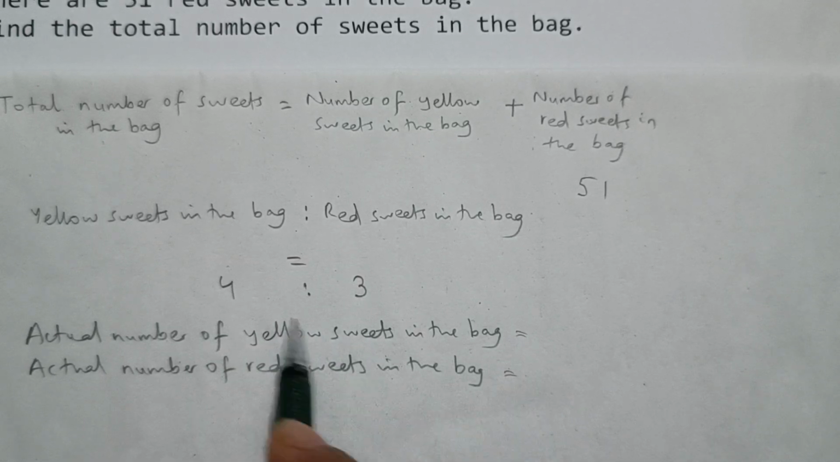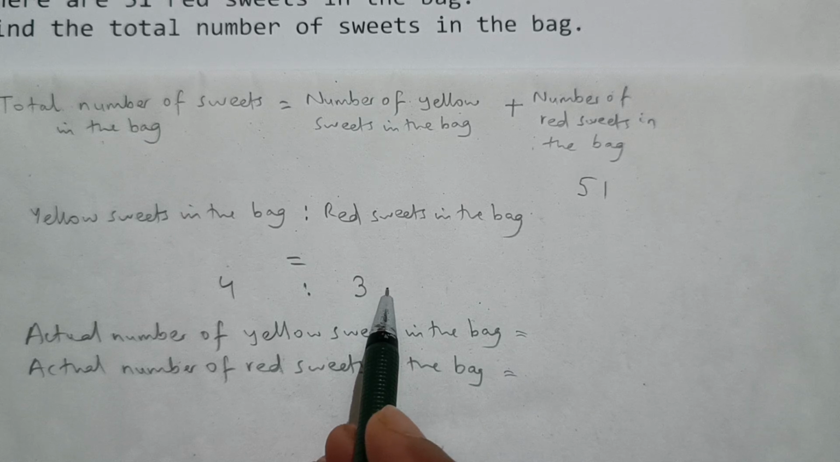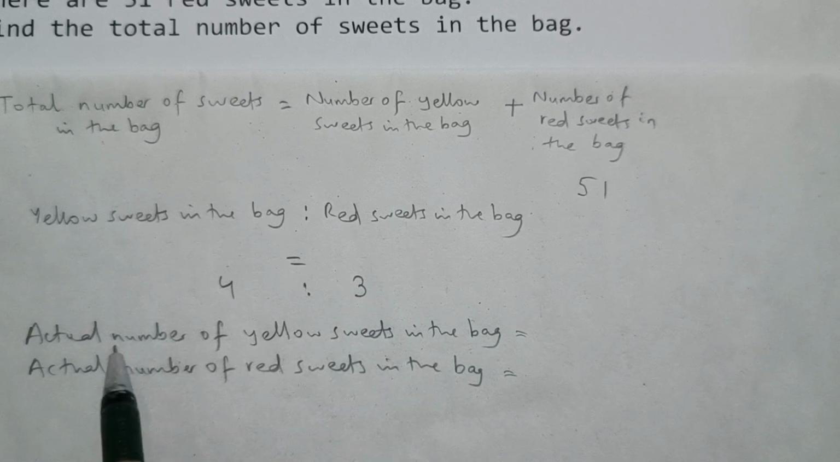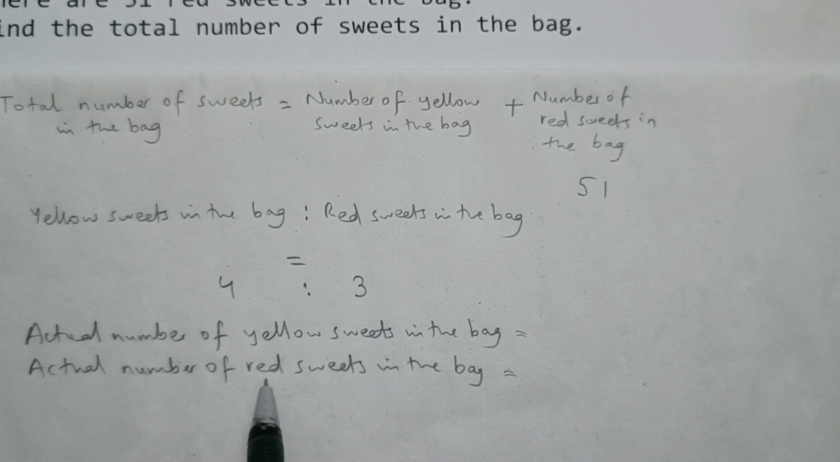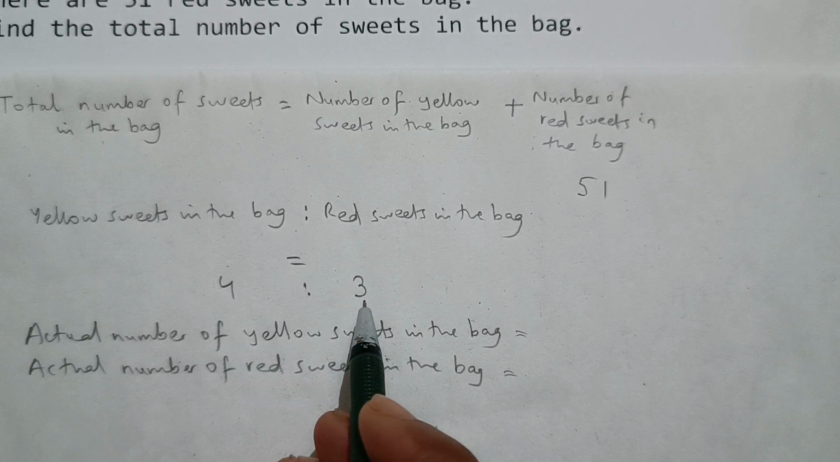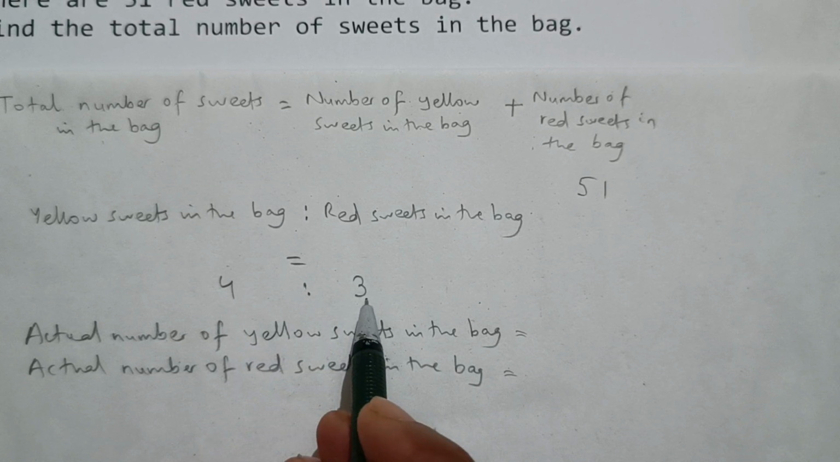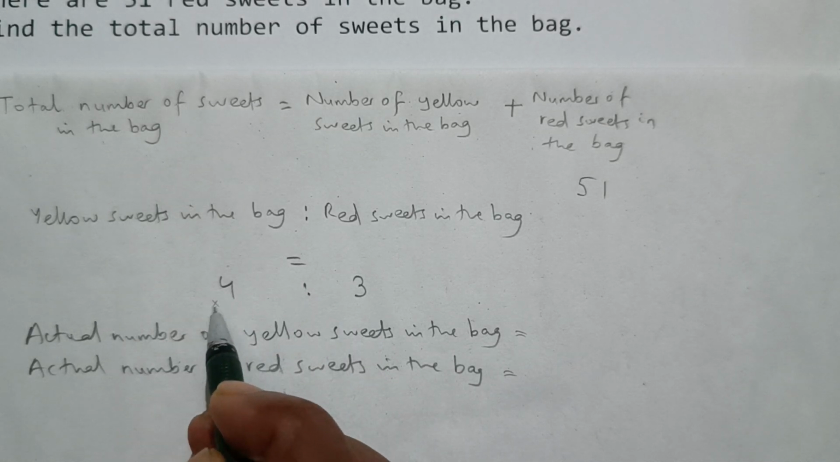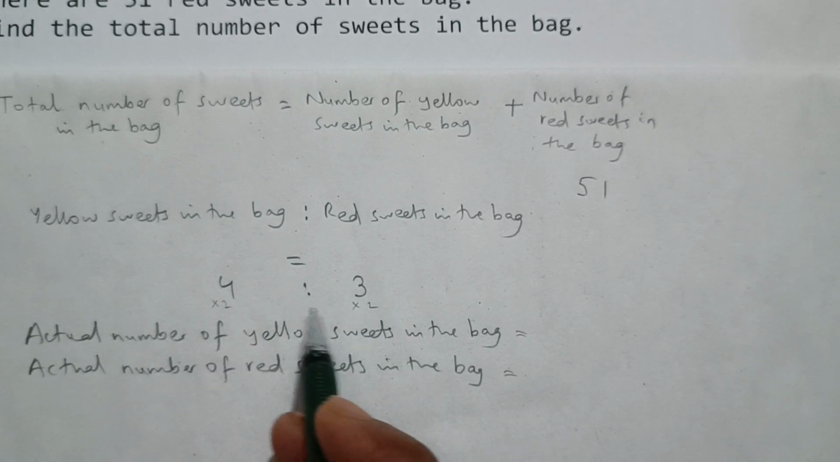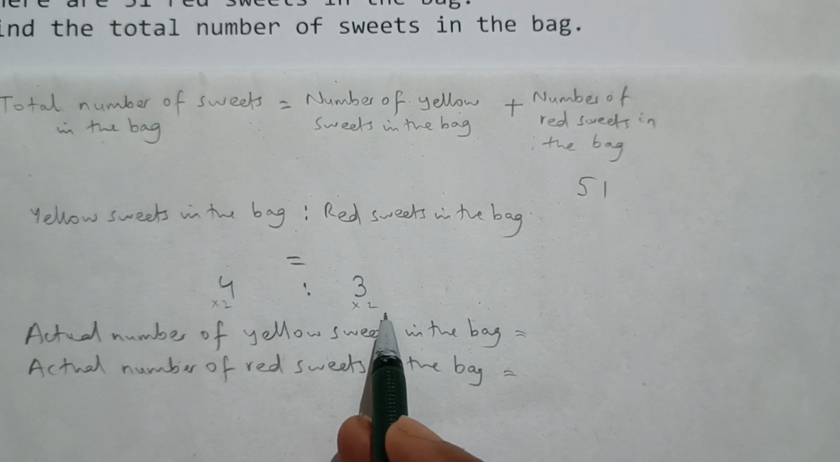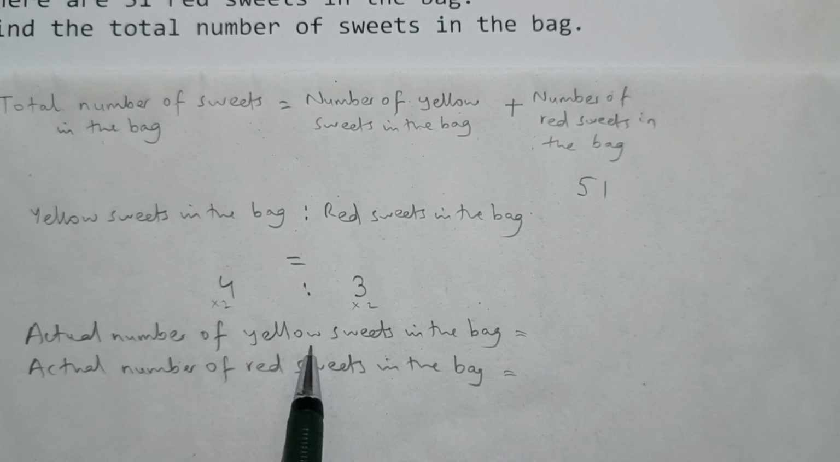For that I will have to multiply this ratio by a number. If I multiply this ratio by a number, I can get the actual number of yellow sweets in the bag and the actual number of red sweets in the bag. For example, let us say I multiply this ratio by 2. That means I am multiplying 4 by 2 and I am multiplying 3 by 2.